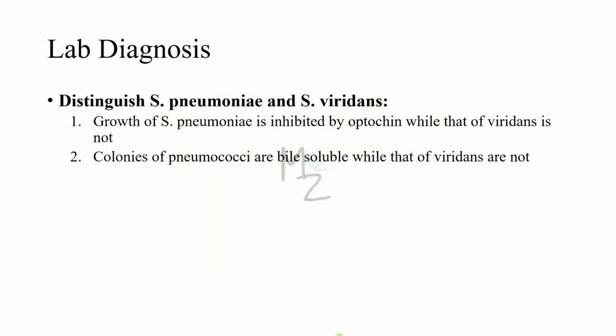How do we distinguish both alpha-hemolytic bacteria, Streptococcus pneumoniae and Streptococcus viridans? The growth of Streptococcus pneumoniae is inhibited by optochin, while that of viridans is not. So this is one distinguishing feature. The second one is that the colonies of Streptococcus pneumoniae are bile-soluble, while those of viridans are not.